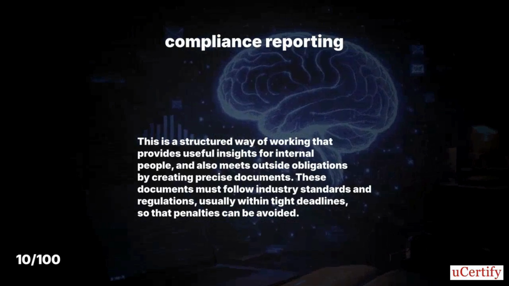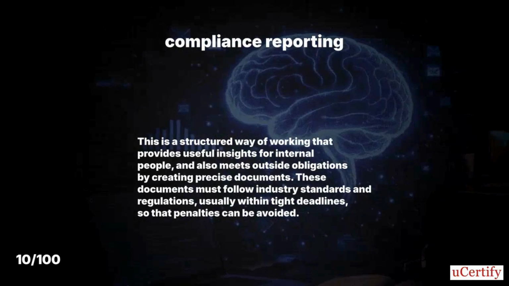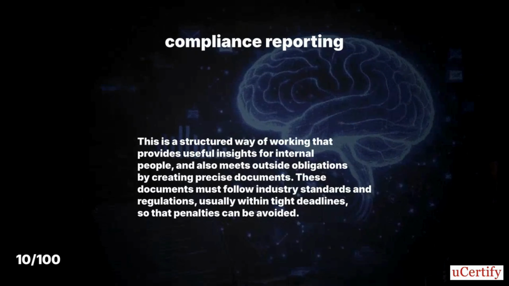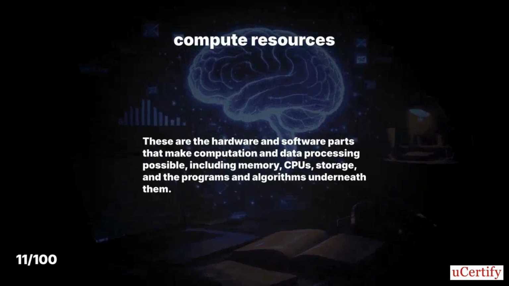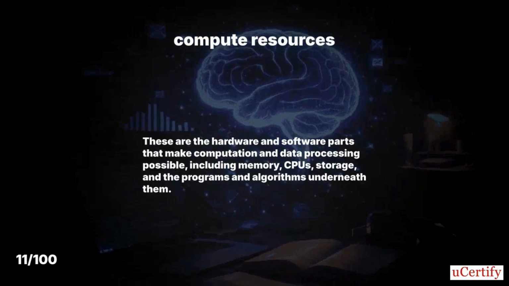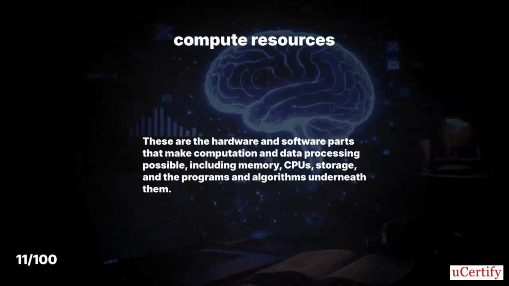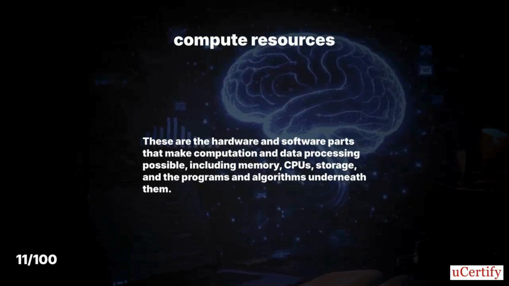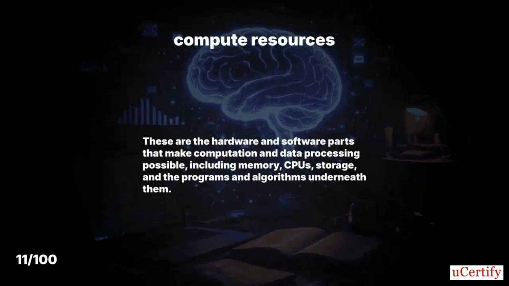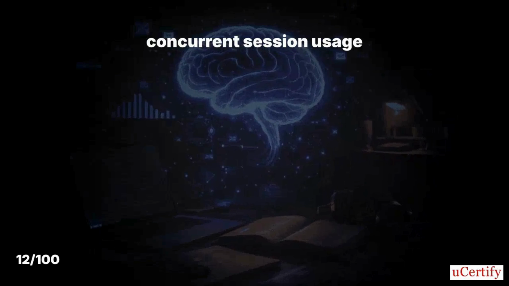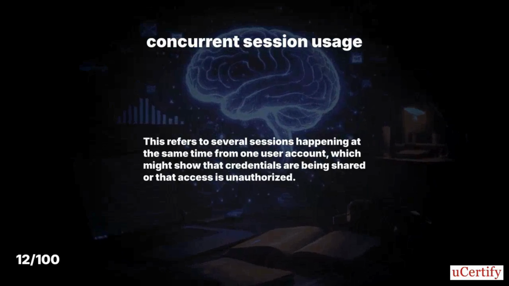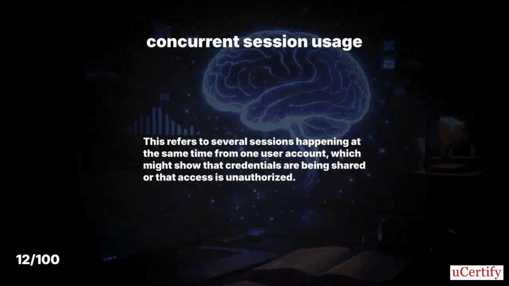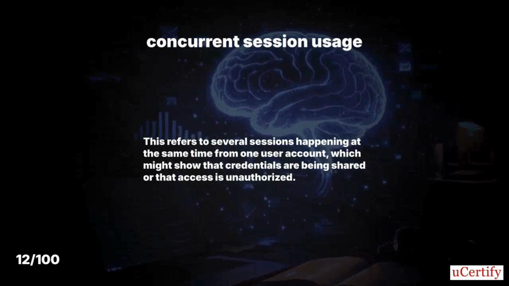These documents must follow industry standards and regulations, usually within tight deadlines, so that penalties can be avoided. Compute resources. These are the hardware and software parts that make computation and data processing possible, including memory, CPUs, storage, and the programs and algorithms underneath them. Concurrent session usage. This refers to several sessions happening at the same time from one user account, which might show that credentials are being shared or that access is unauthorized.